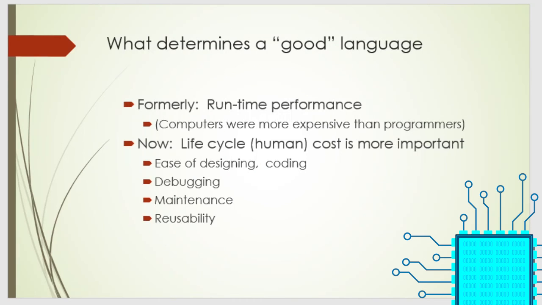Now, we move on to the features of a language. Formerly, computers were more expensive than programs. So every programming language, or the codes written using a high-level language, should possess some properties like ease of designing, debugging, maintenance, and reusability.